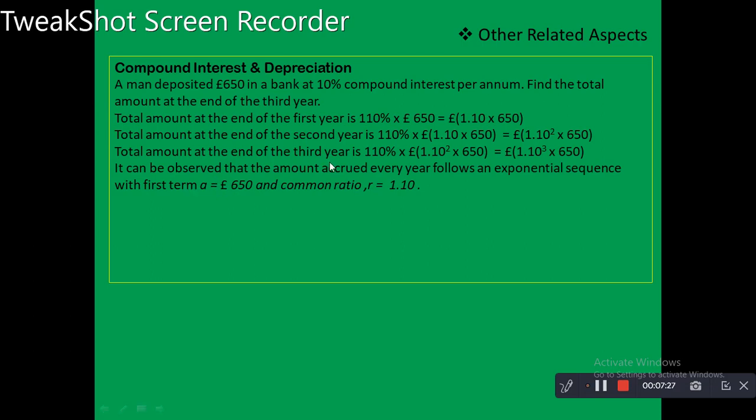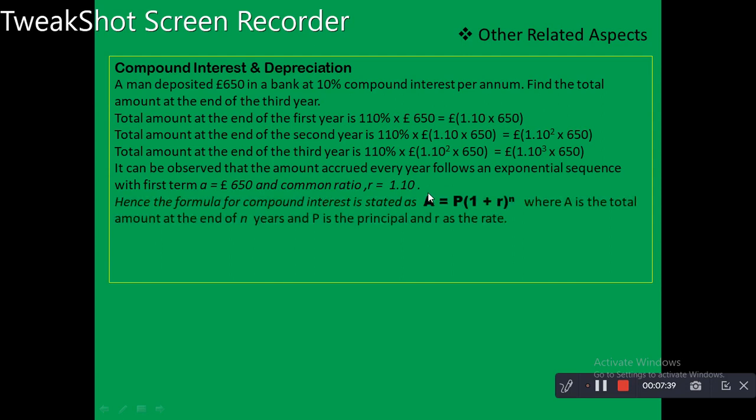So you can see that the amount accrued every year follows an exponential sequence, with first term a equal to 650 euros and common ratio r equal to 1.10. Now you can state the formula for compound interest as A = P(1 + r)^n, where A is the total amount at the end of n years and P is the principal, while r as usual is the rate.